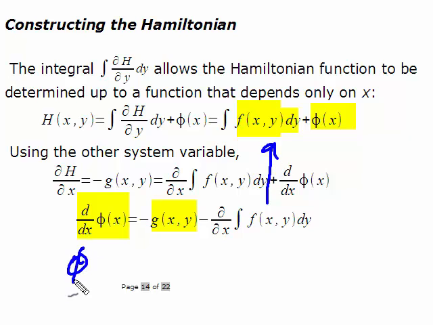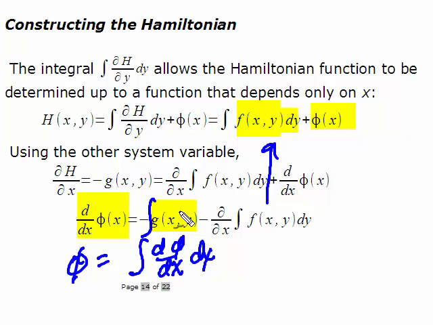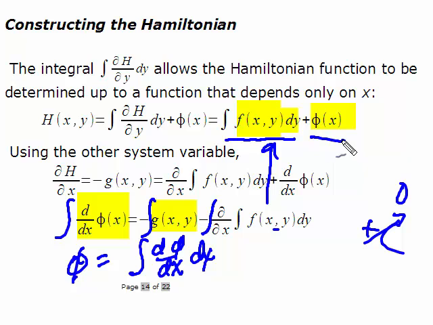So to find phi, you integrate d phi by dx with respect to x, which means you're going to integrate this term, and if this is non-zero, you're going to integrate this term as well. You'll end up with some arbitrary constant of integration. You can set that to 0. Add that in here, and that is your Hamiltonian. Sounds kind of cookbooky, but if you do it a couple times, you'll see it is sort of cookbooky.